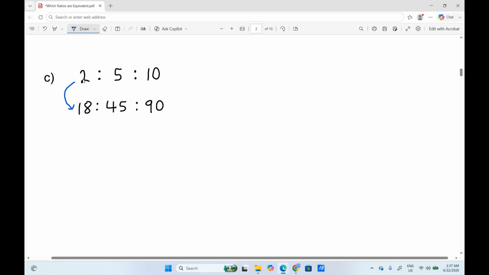Now, if I were to solve this using the other method, what I'll do is this. I have to ask myself, what number can I multiply 2 by in order to get to 18? And in this case, 2 times 9 gets me 18. And can I also multiply 5 by 9 to get to 45? And in this case, 5 times 9 is 45. Now I ask myself this last question. Can I multiply 10 by 9 to get to 90? And in this case, that's also a yes. So if I can multiply every number by the same number and get to these exact results, then that means for C, I do have equivalent ratios.